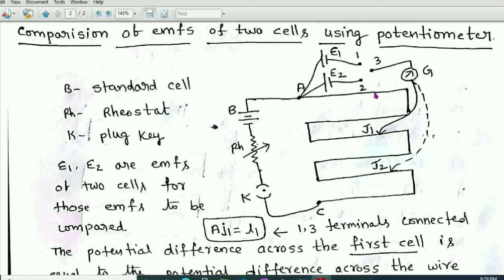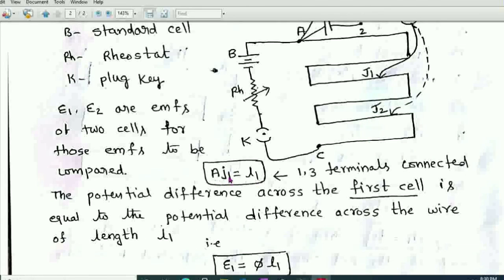We move the jockey on the potentiometer wire from A until the galvanometer shows null deflection. Let us say at point J1 the galvanometer shows null deflection. Since we started from A, the total length is A J1. So let us consider A J1 equal to L1.